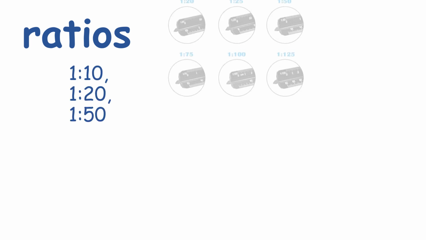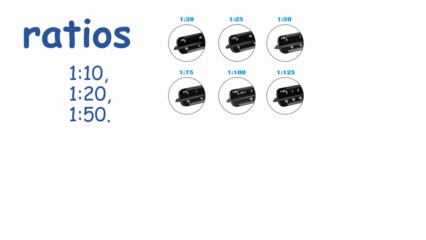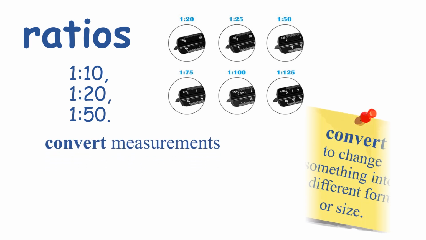An engineer's scale usually has ratios like 1 to 10, 1 to 20 or 1 to 50. These ratios help to convert measurements. To convert means to change something into a different form or size.